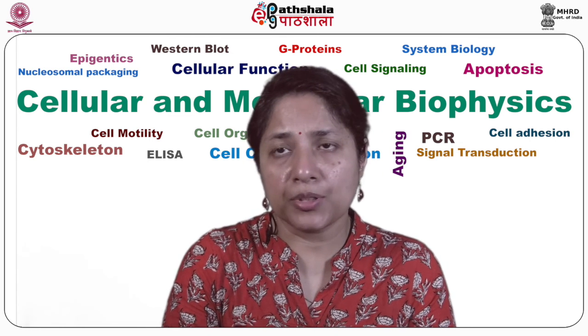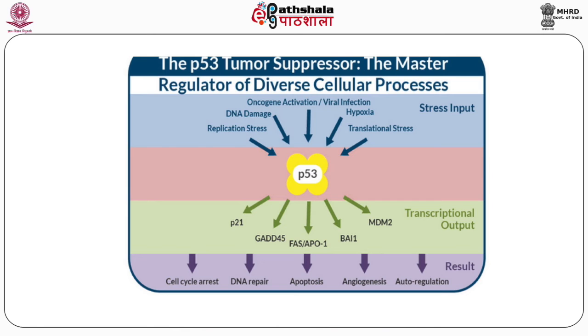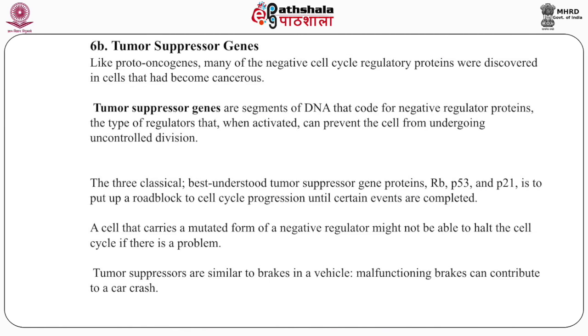So, there are various examples. Now, we are switching gears to the tumor suppressors. Tumor suppressors are the ones which negatively regulate the cell cycle. Tumor suppressor genes are segments of DNA that code for negative regulator proteins, the type of regulators that when activated can prevent the cell from undergoing uncontrolled division.